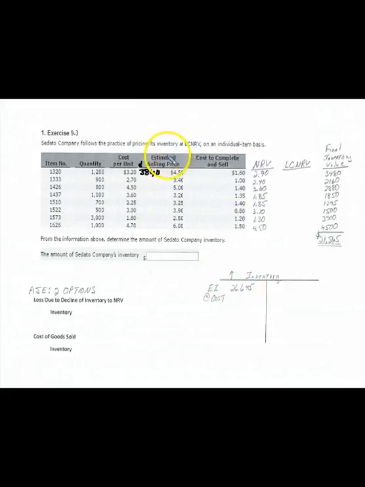Now, we also are given information to help us solve for net realizable value, and I just put NRV there. Net realizable value is an estimate. We're estimating what we think we can sell the goods for. We subtract the cost to complete and sell the goods to arrive at our net realizable value. So I just took this first product, the $4.50 minus the $1.60 to get $2.90. So we arrive at our estimated net realizable value.